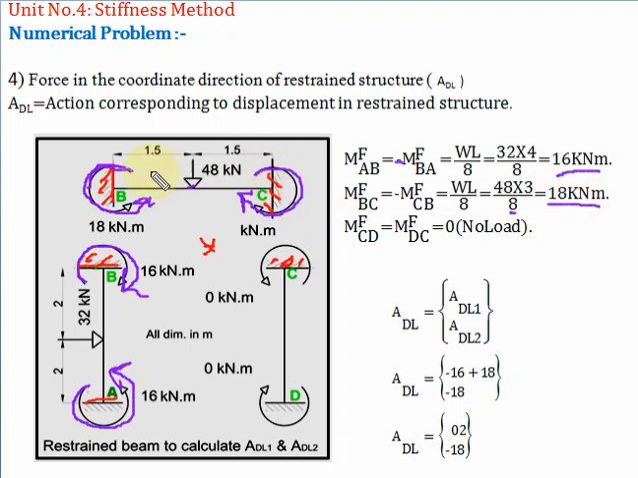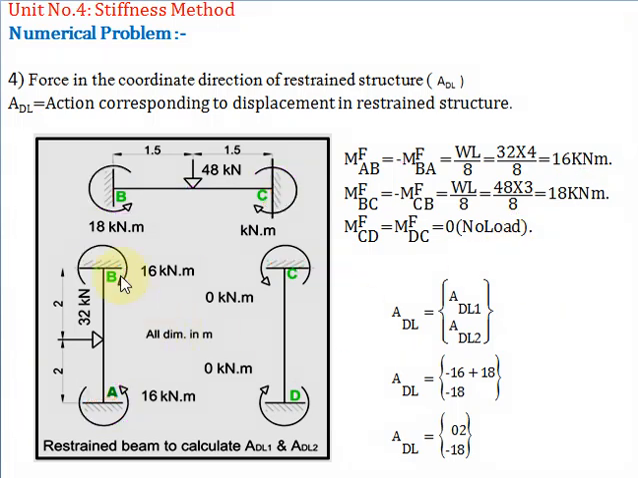Okay. Now for member CB, it is acting in clockwise direction, so minus. Formula is WL upon 8. So fixed moment is minus 18 kilonewton meter. Now in member CD or in member DC, as there is no load acting, the fixed moment is 0. Okay. Now our first unknown is rotation at B.